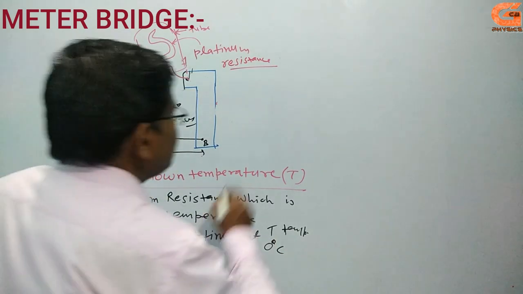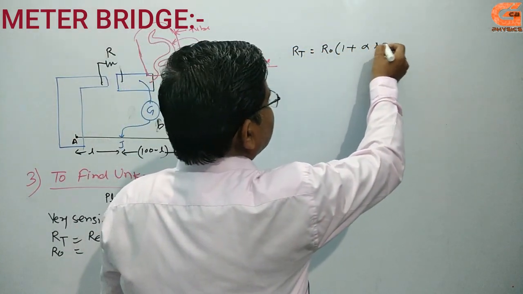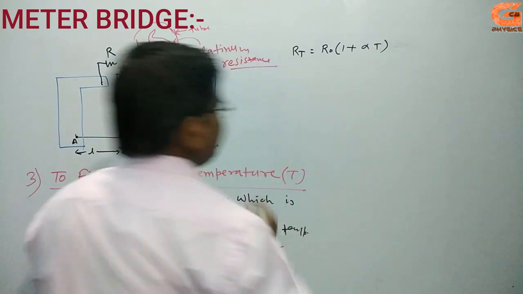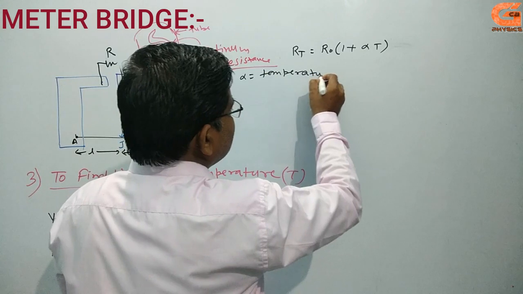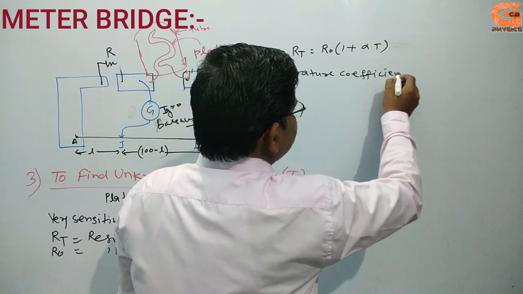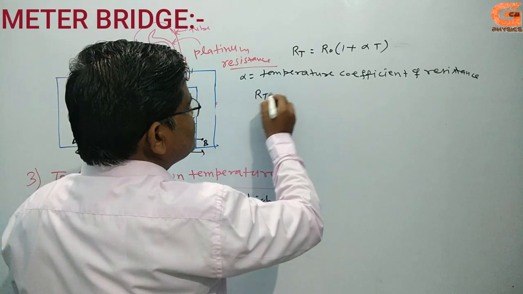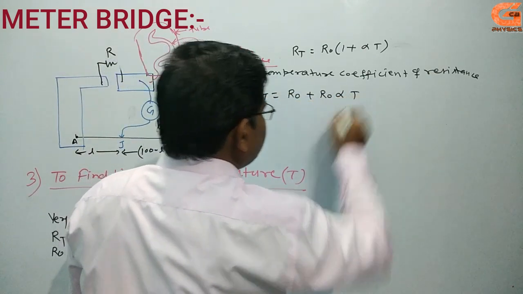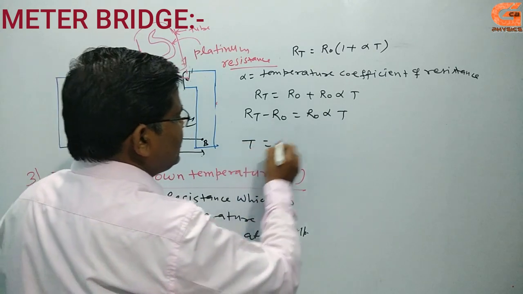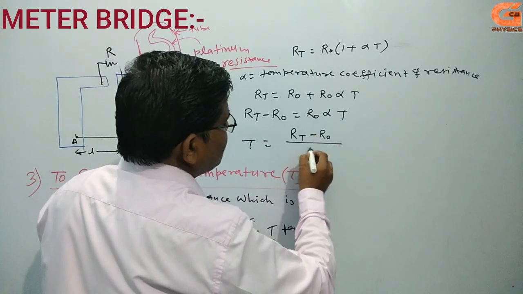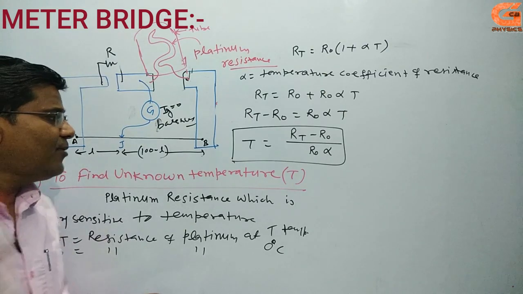And by formula, as you know, RT is equal to R0 into 1 plus alpha into delta T, or T. This is the change in temperature, and alpha is the temperature coefficient of resistance. So RT is equal to R0 plus R0 alpha T, and RT minus R0 is equal to R0 alpha T, then T equals RT minus R0 by R0 into alpha. And RT is found with the help of a meter bridge.